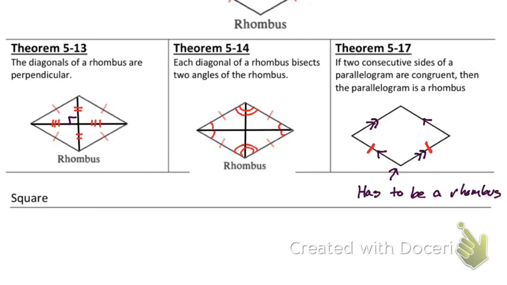If this is a parallelogram, opposite sides have to be congruent by theorem 5.1. So these 2 sides would have to be congruent. These 2 sides would have to be congruent. So all 4 of them would have to be congruent, just based upon it being a parallelogram. Okay? So it says like 2 consecutive sides.